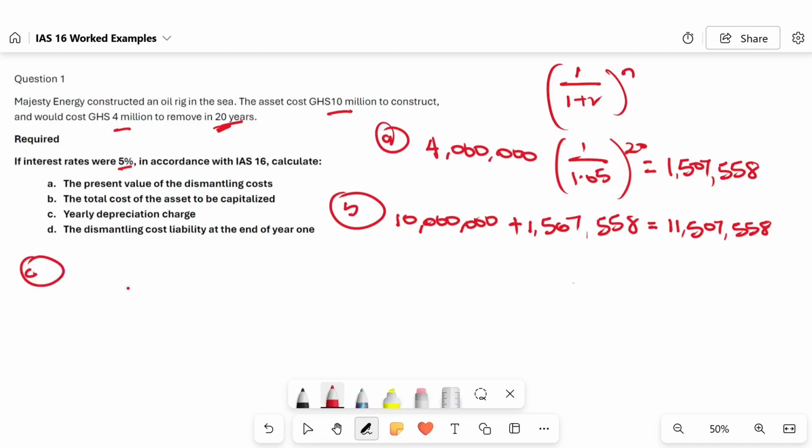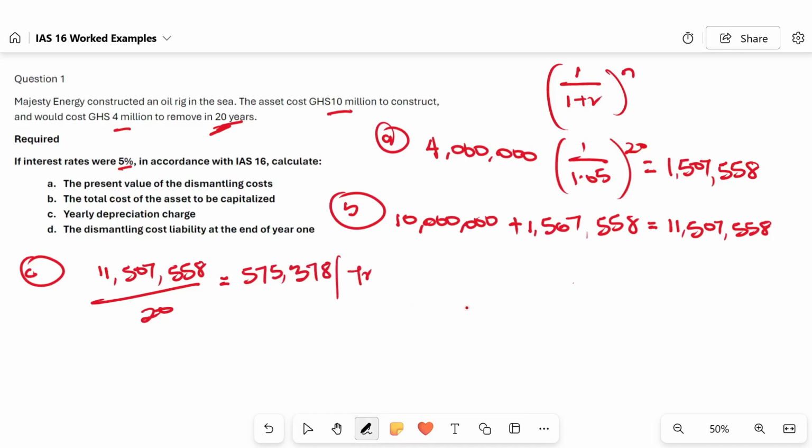Yearly depreciation charge. The useful life of the asset is 20 years. So we are going to spread the total cost over 20 years to get our yearly depreciation charge. And that will be 11,507,558 divided by 20. This will give us 575,378 Ghana cedis per year.